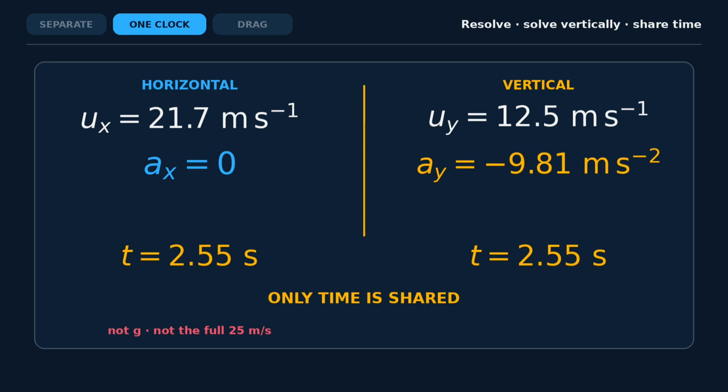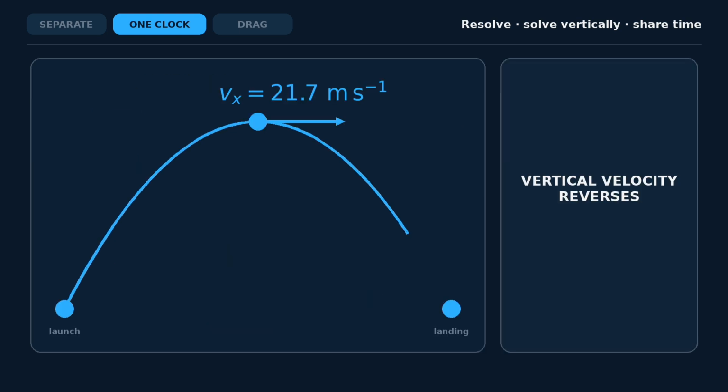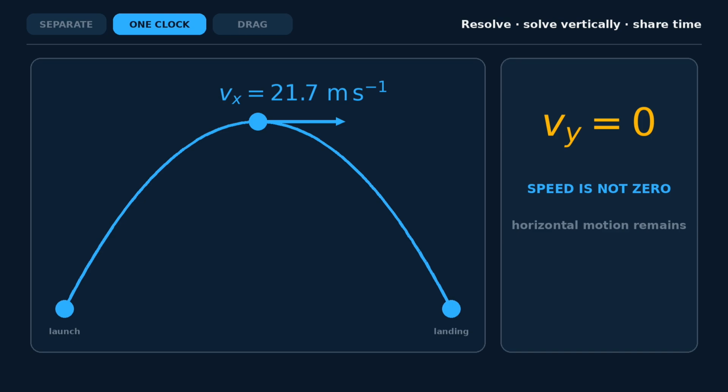There is another common mistake at the highest point of the trajectory. As the ball rises, its vertical velocity decreases. At the top, the vertical velocity is momentarily 0. It then reverses direction and increases in magnitude, but this time downwards. But remember, the horizontal velocity is still 21.7 meters per second. The ball is still moving, so its speed at the highest point is 21 meters per second, not 0.